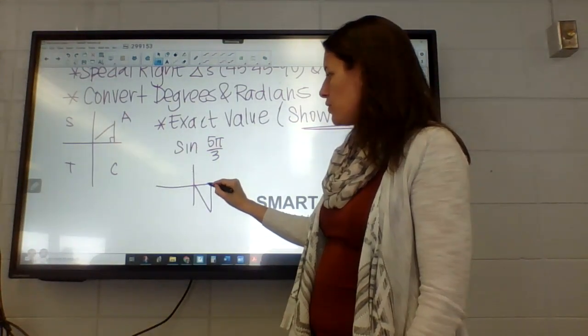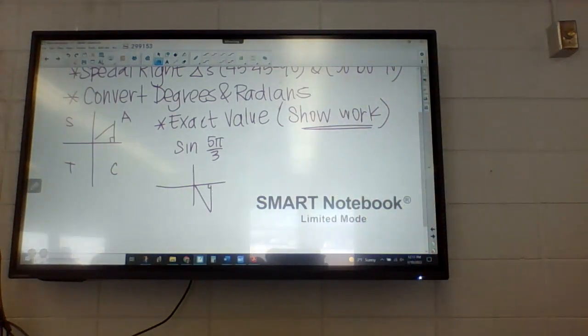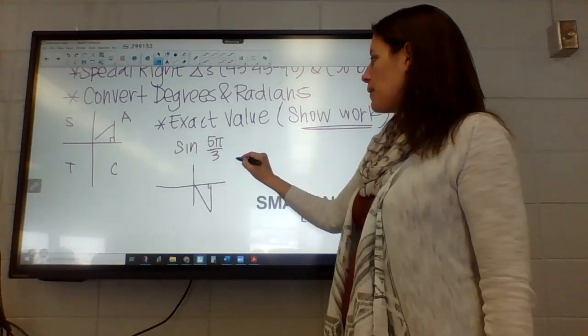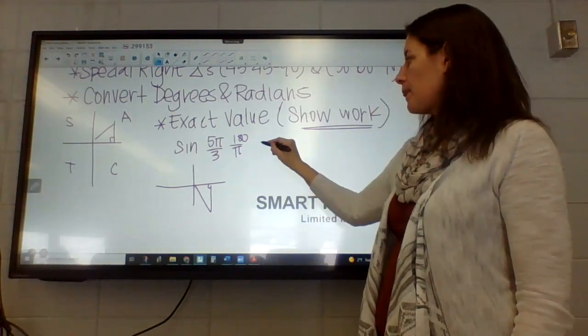If you're not great with radians and you want to switch that back to degrees, that would be 300 degrees. Do you want me to remind you how to switch it over? Do you guys remember? Okay. It's just multiplied by 180 over pi.